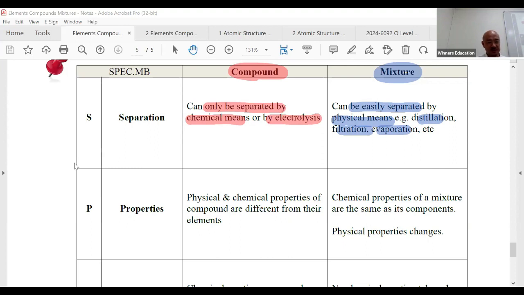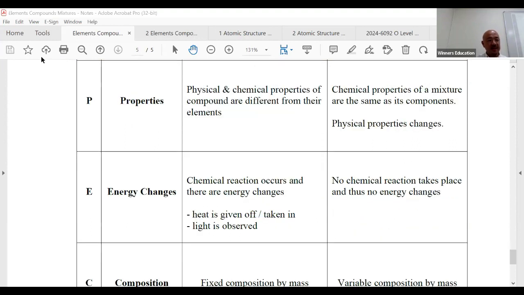What about the properties? Okay, I'm going to cross topic. Ladies and gentlemen, the physical and chemical properties of a compound will be different from their elements. Let's talk about chemical properties first. Okay, give you the example. Number one, chemical property. Oxygen is required for burning. Everyone knows? Combustion. Supports combustion. You need oxygen to burn something, to combust something.